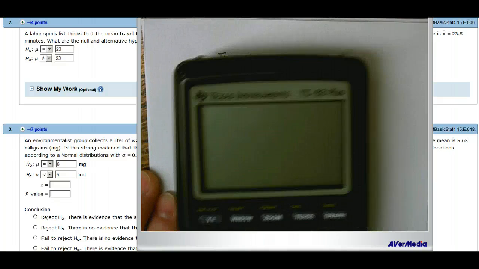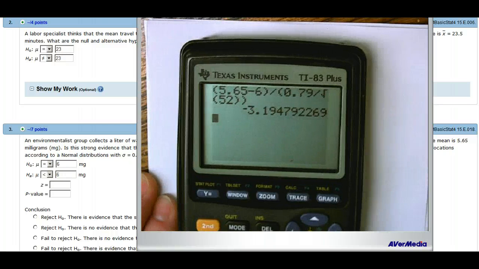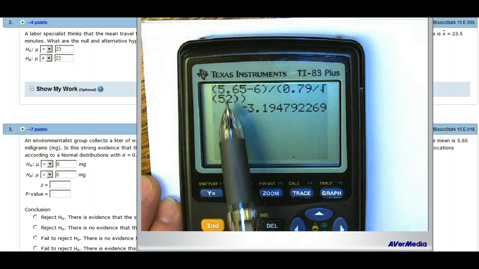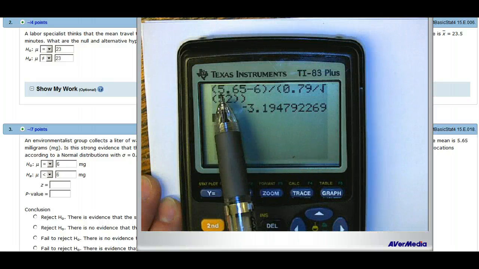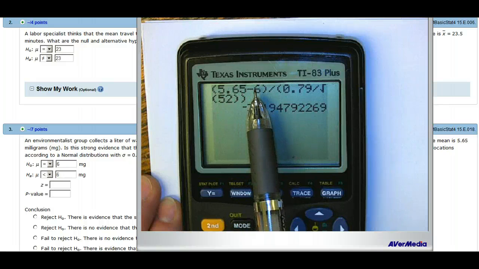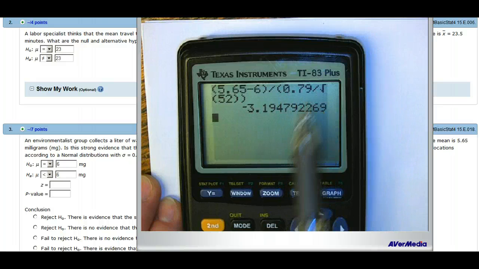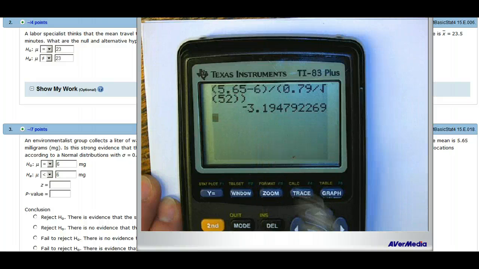Now when you put this in your calculator, just a couple of notes. You might want to enclose the numerator in parentheses. Or you can just do 5.65 minus 6, press enter to force it to do the subtraction. And then divide. You're dividing by both of these, so make sure you put the denominator in parentheses: 0.79 divided by the square root of 52. We get a z-score of negative 3.19.